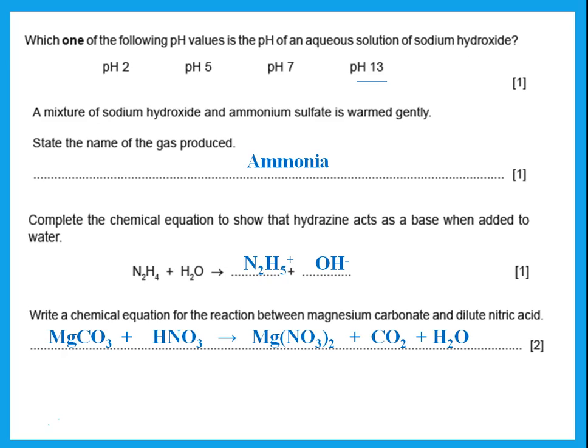A salt plus carbon dioxide plus water. So magnesium carbonate, remember valency of magnesium is 2 and valency of carbonate is 2, plus nitric acid, HNO3. So this gives magnesium nitrate, and magnesium is valency 2, so I have to put 2 under the nitrate. Nitrate is valency 1, so I don't put anything under the magnesium. And we said carbonate plus acid will give carbon dioxide plus water.